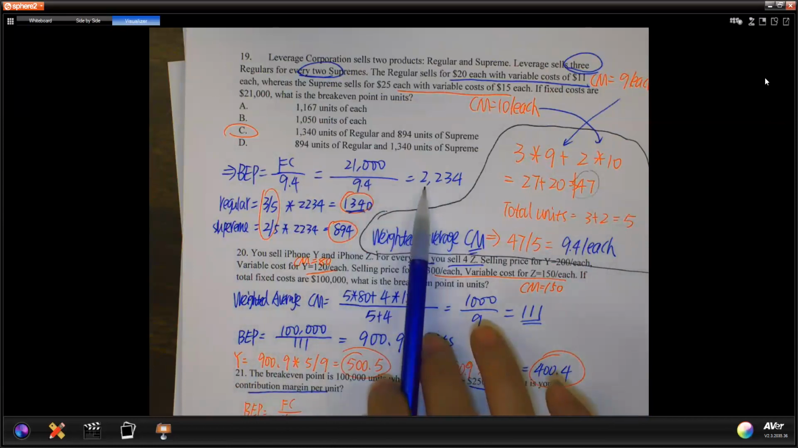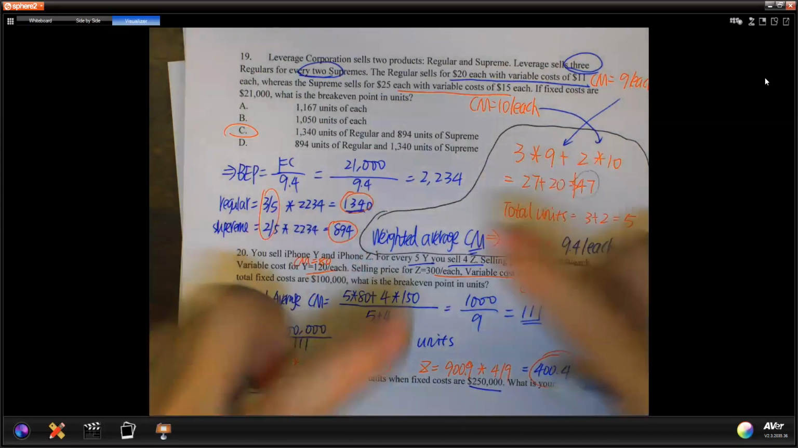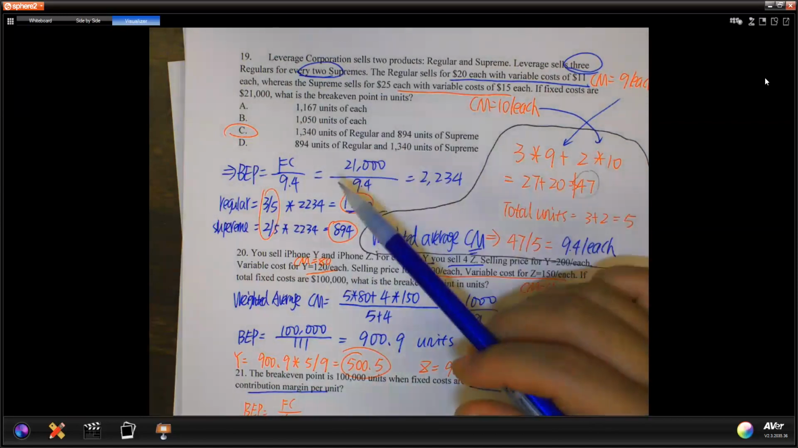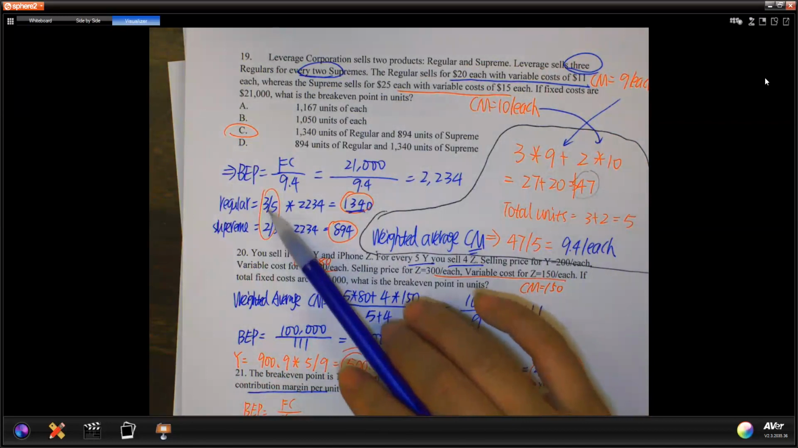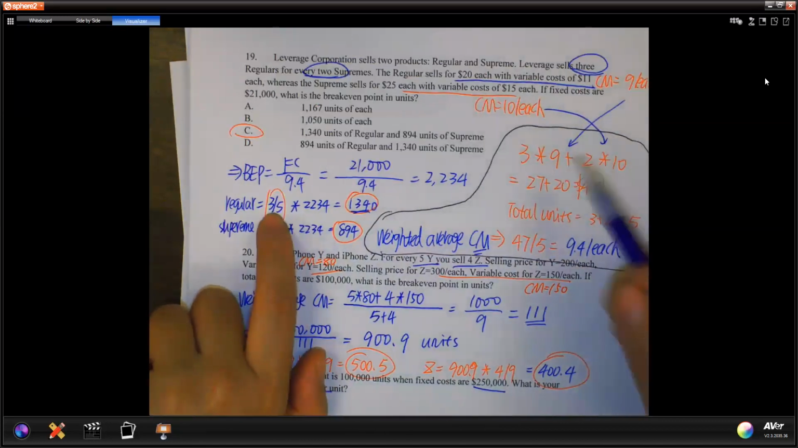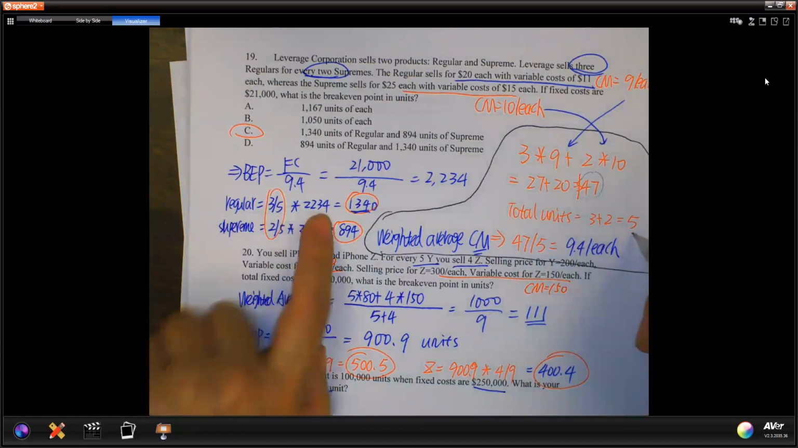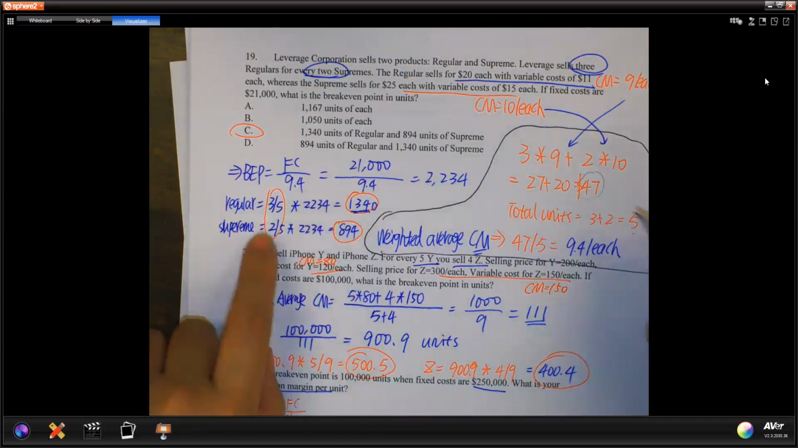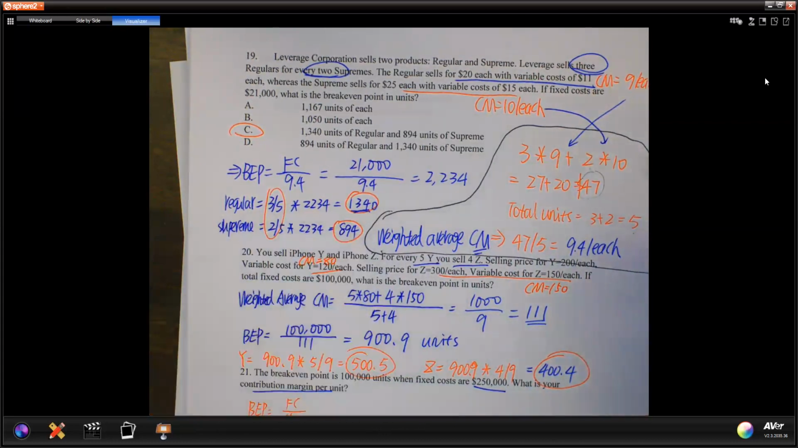You have to sell 2,234 units total, okay? You have to sell that total bucket, which is 2,234. In that total, for your 5, 3 are regular, so 60%, 3 out of 5. That is how I got this number. So your regular will be 1,340 units. Superior is 2 out of 5, so it will be 894 units.